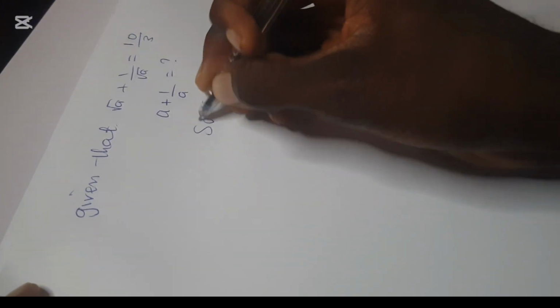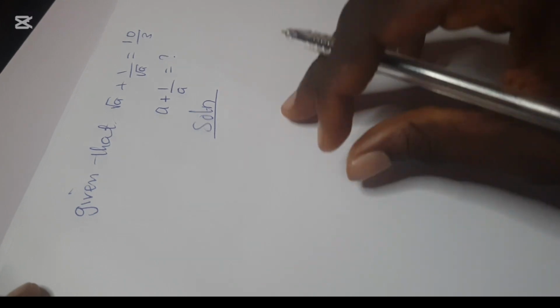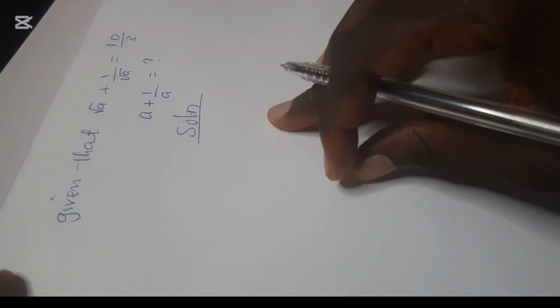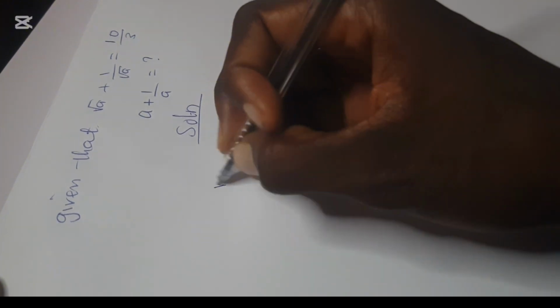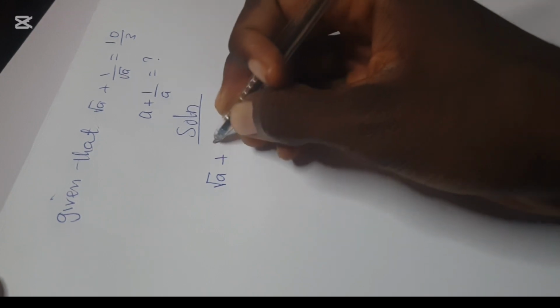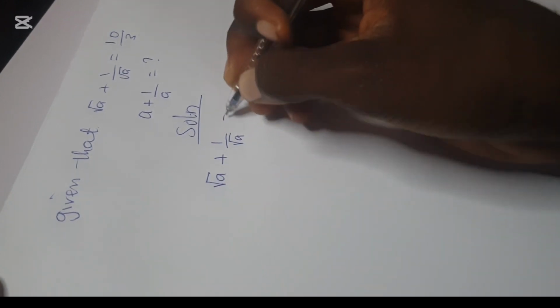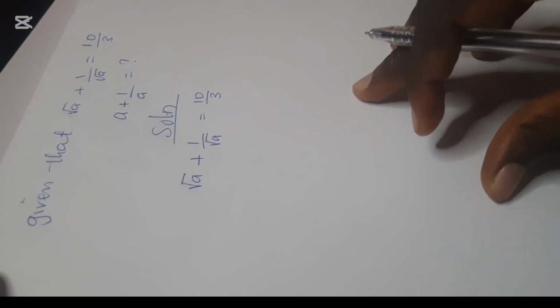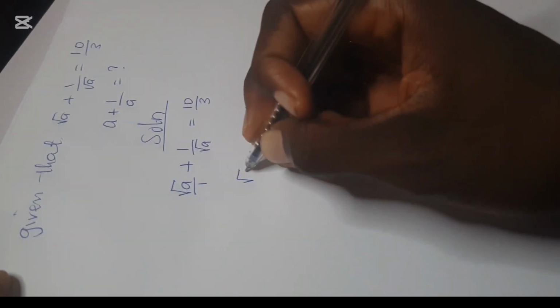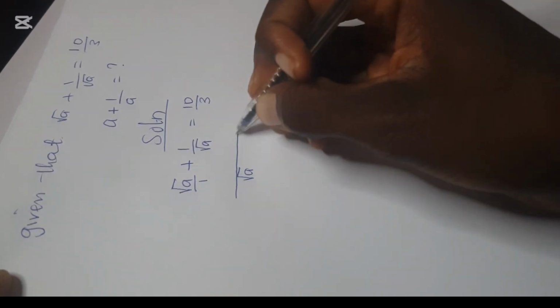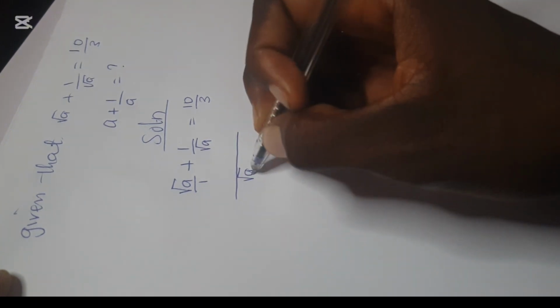So how do we do this? Let's see. Solution. There are so many methods by which you can do this, but I feel this particular one I'll be doing is the easier one. We know that square root of a plus 1 over square root of a is 10 over 3. This is the first part of the question that I know about, right? So we can find the LCM, because this is over 1. What's the LCM? That's square root of a, right? So 1 times square root of a will give us square root of a.